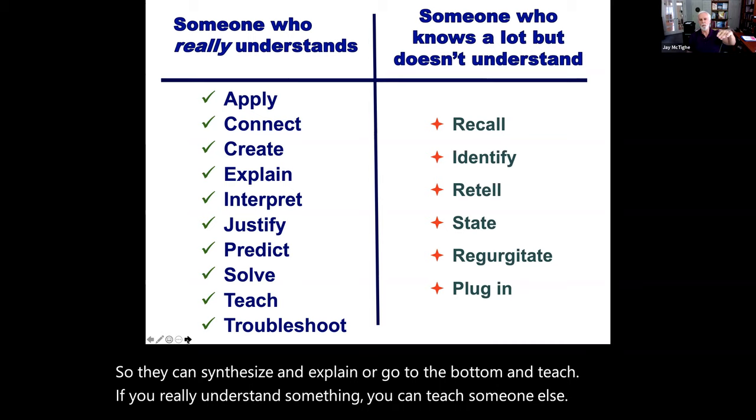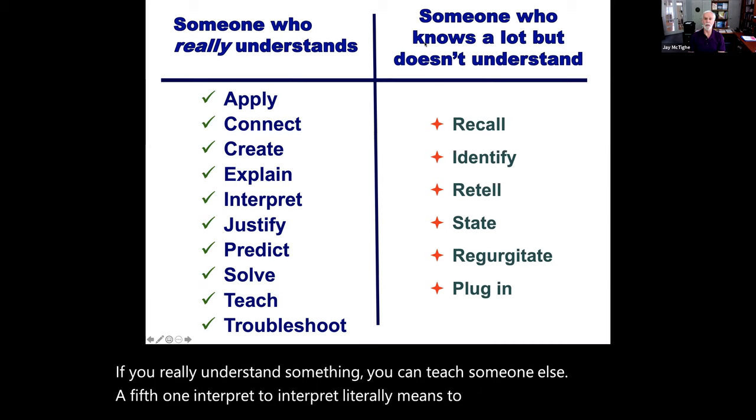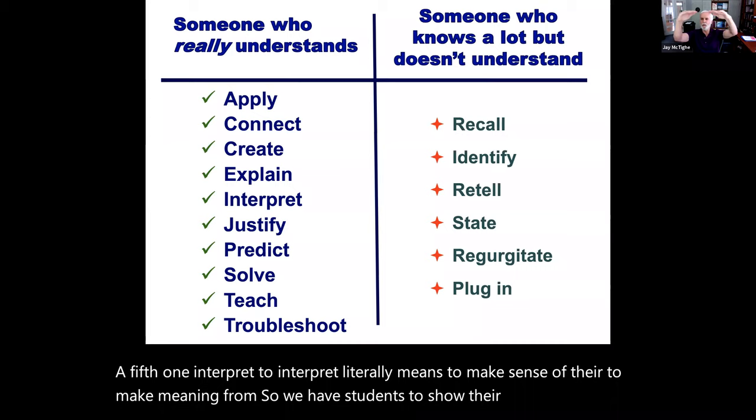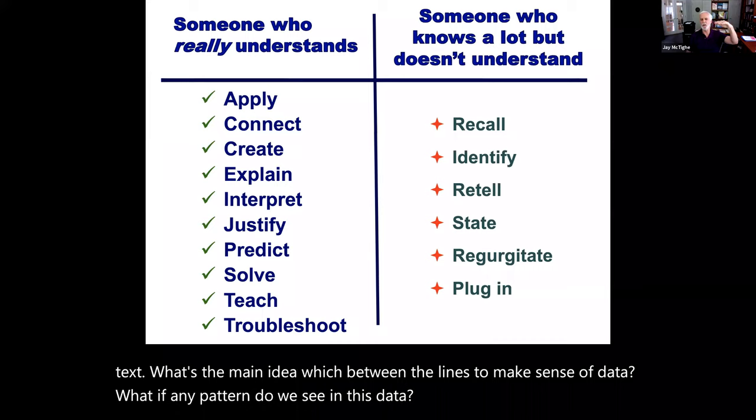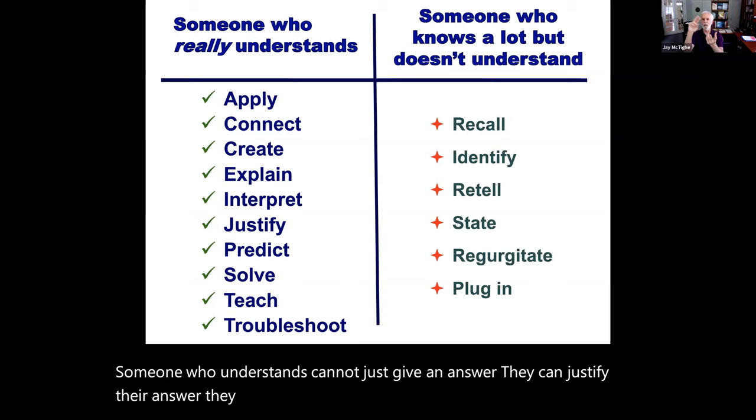A fifth one, interpret. To interpret literally means to make sense of or to make meaning from. So we ask students to show their understanding of text, what's the main idea and what's between the lines, to make sense of data, what if any pattern do we see in this data? Someone who understands cannot just give an answer, they can justify their answer, they can support their argument, they can provide reasons.